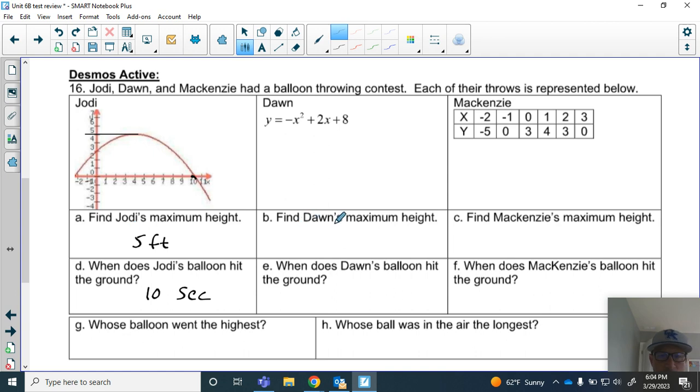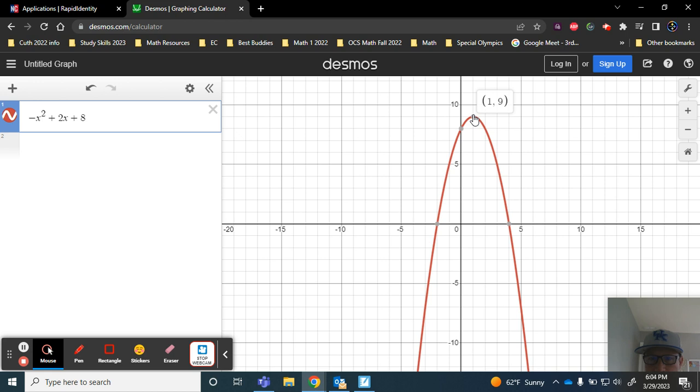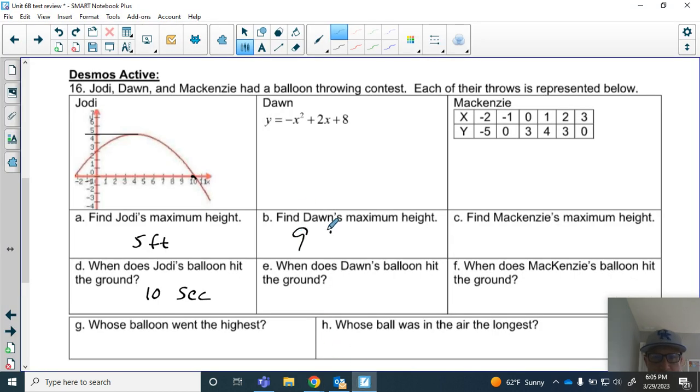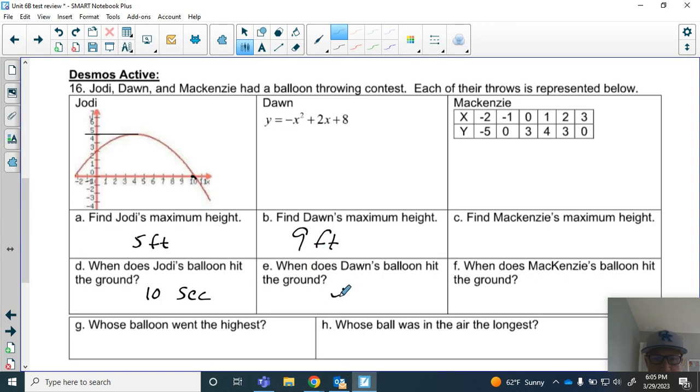Dawn's maximum height. Let's go to that. Desmos. Here's the maximum height, and it's the y value, which is the height. So that's going to be 9 feet. When does Dawn's balloon hit the ground? That's going to be right here, and that's going to be 4 seconds.